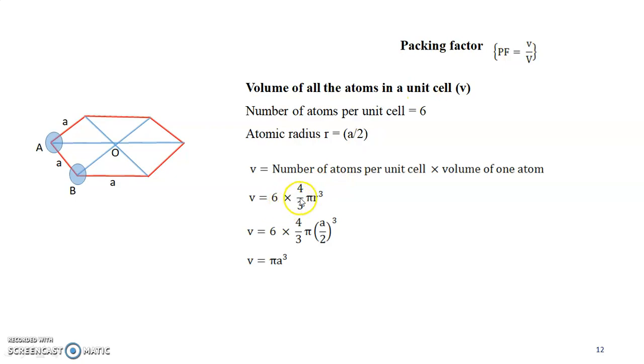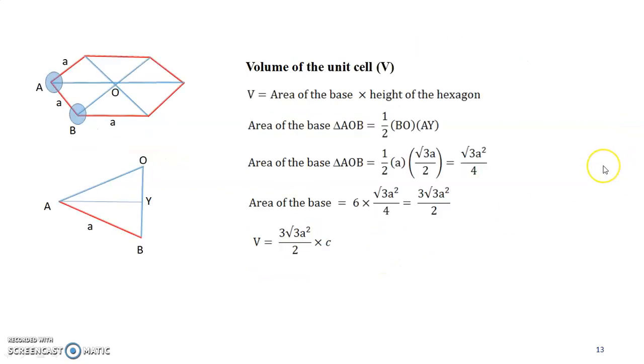Here the atom is considered to be in sphere shape, so we are using the volume of a sphere. Volume of sphere is 4 by 3 pi r cube. We know the atomic radius r equals a by 2. We are substituting this r value here and simplifying. Finally, we get the volume of atoms, that is the numerator, as pi a cube.